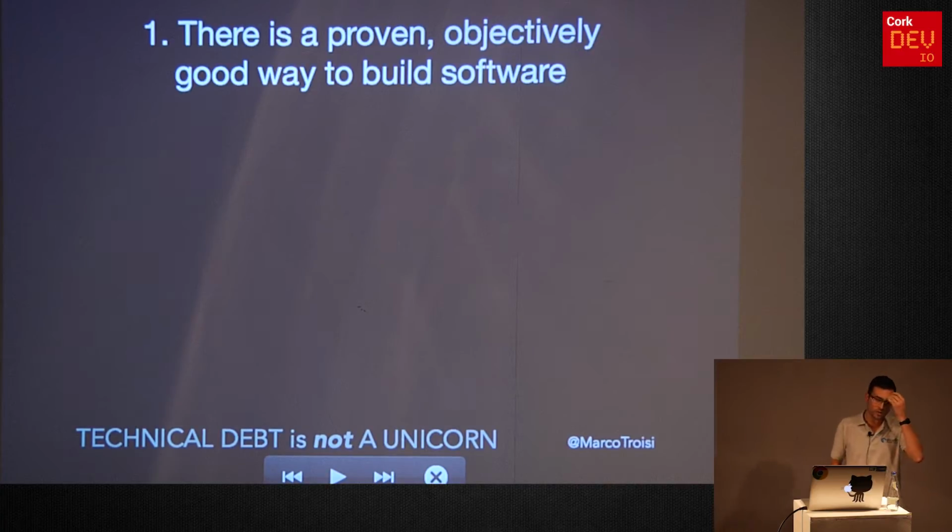Now, what I don't mean is that there is one absolute exact way to build software. Rather, the way I picture it is by having some sort of a line in the middle, and that line would be objective. Everything that falls on one side of that line is good software. Everything that falls on the other side is bad software.